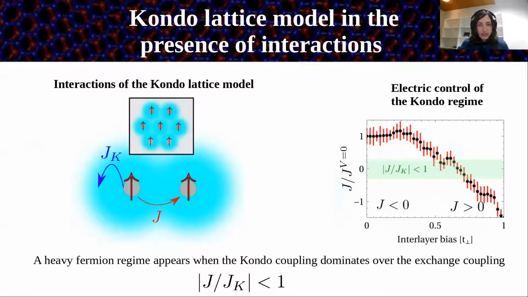So essentially what we did is we included interactions in this system, and we computed basically the two key energy scales, which are the Kondo coupling and the exchange coupling between local moments. And we essentially saw that just by tuning the interlayer bias, we can drive the system to the regime in which heavy fermions would appear. So in other words, twisted trilayer graphene is a system that you can electrically tune to realize heavy fermions.